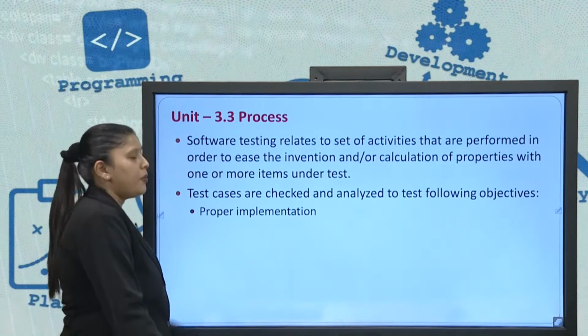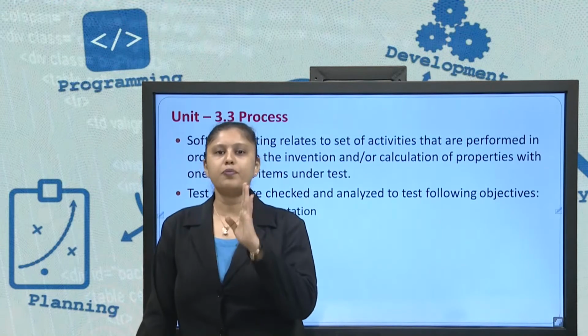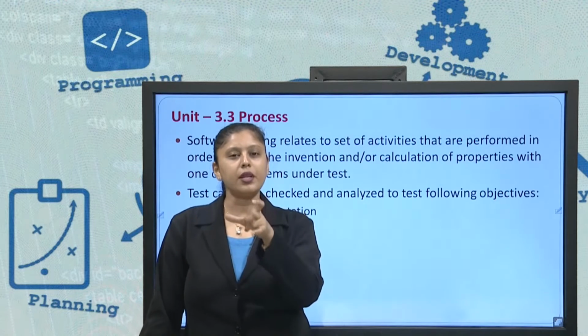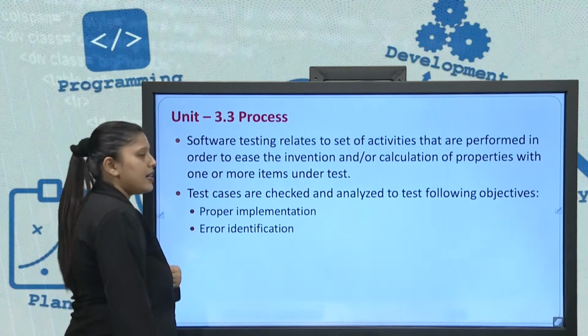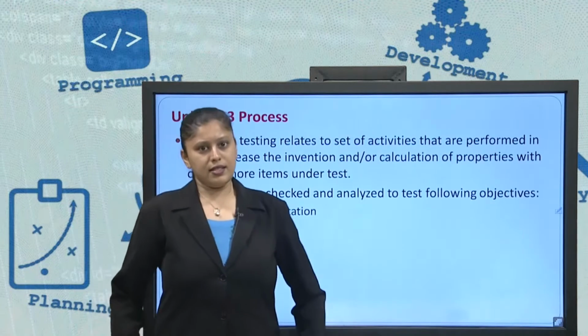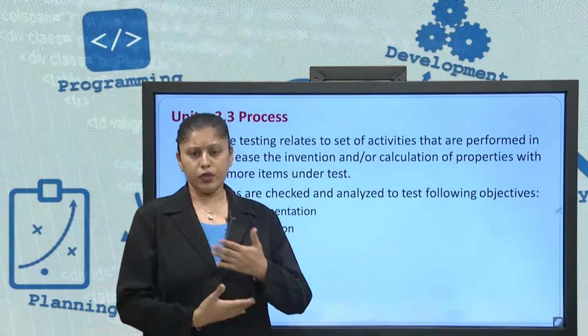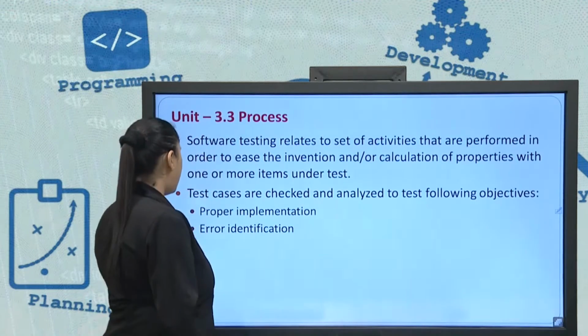First is proper implementation. Of course, in order to pass any test case I have to have proper implementation. I need to implement it very properly, very precisely, very thoroughly. Then error identification. If any error turns up during my testing, then I have to find out those errors and solve them. So we have to find out the errors.